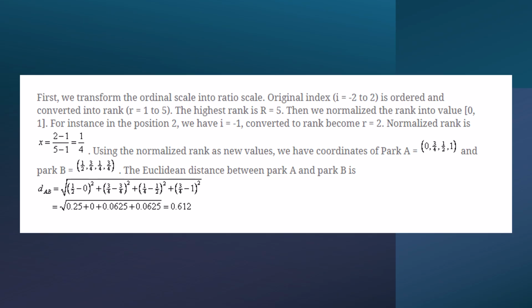For instance, in position 2, we have I equals -1 converted into rank R equals 2. Normalize the rank: x equals 2 minus 1 divided by 5 minus 1 equals 1 by 4. Using the normalized rank as the new value, we have the coordinates for Park A and Park B. The Euclidean distance can be calculated for Park A and Park B, as shown on the screen.